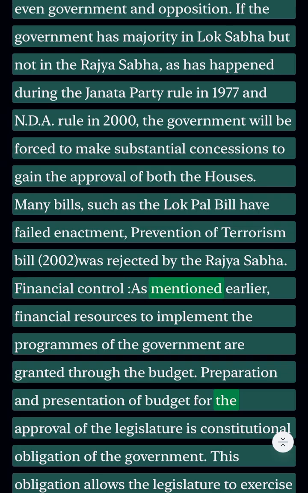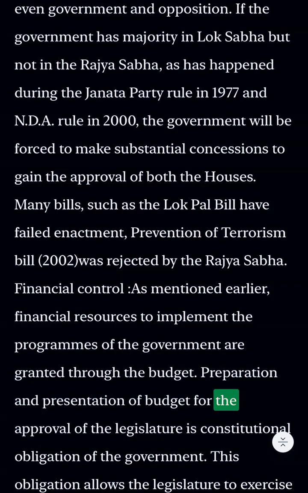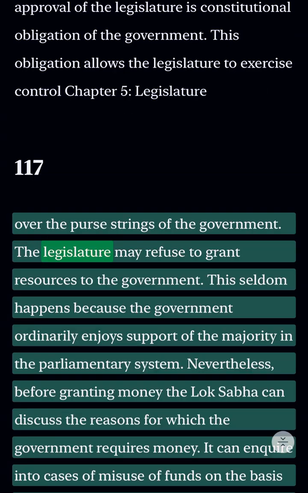Financial control. As mentioned earlier, financial resources to implement the programs of the government are granted through the budget. Preparation and presentation of budget for the approval of the legislature is a constitutional obligation of the government. This obligation allows the legislature to exercise control over the purse strings of the government.